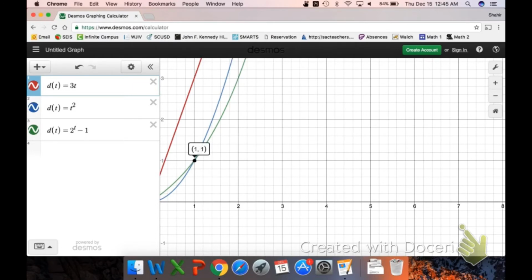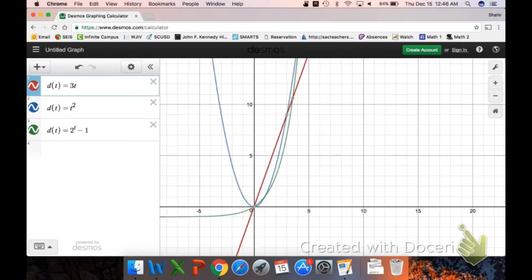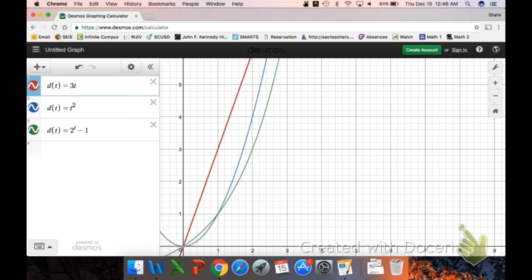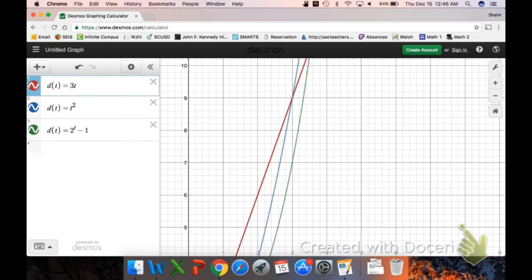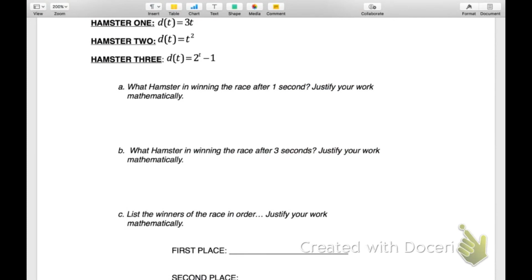Right, so we're looking at 3. Let me zoom in a little more. Okay, so we go up to 3, find where he's 9 meters. Okay, so now going back to, you can go ahead and write this down.